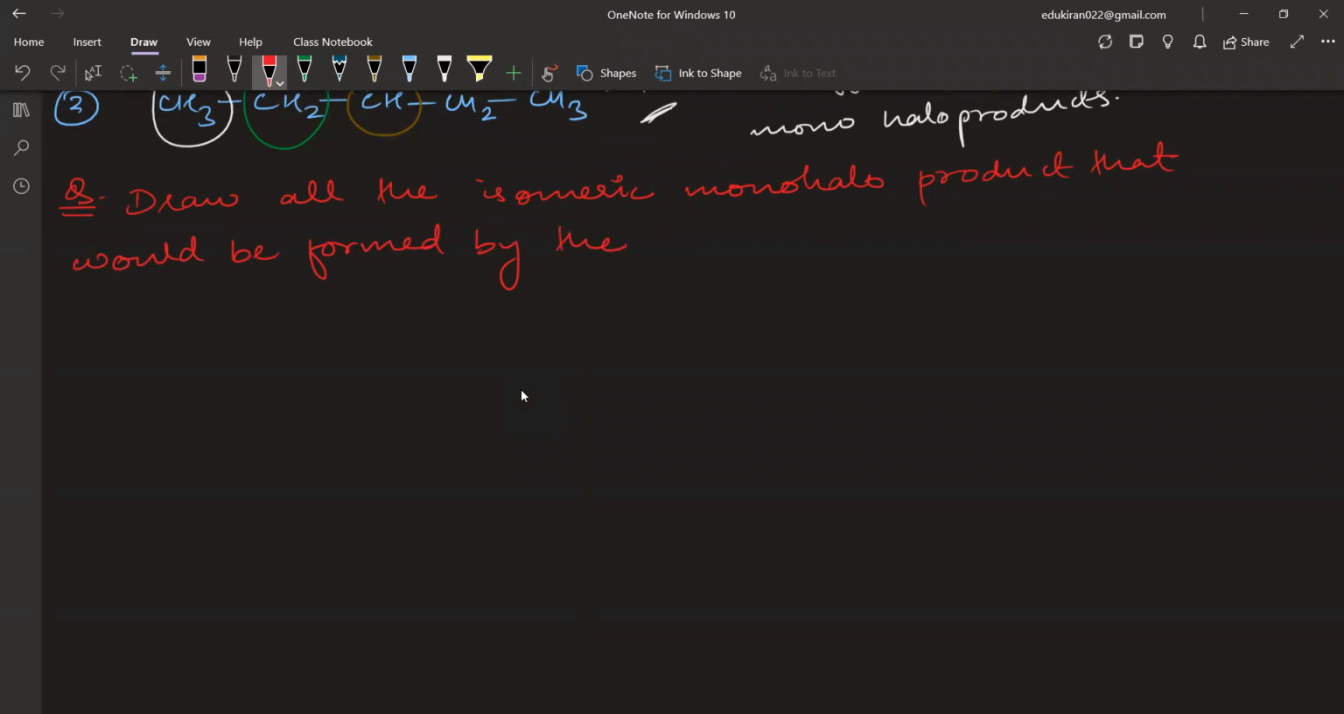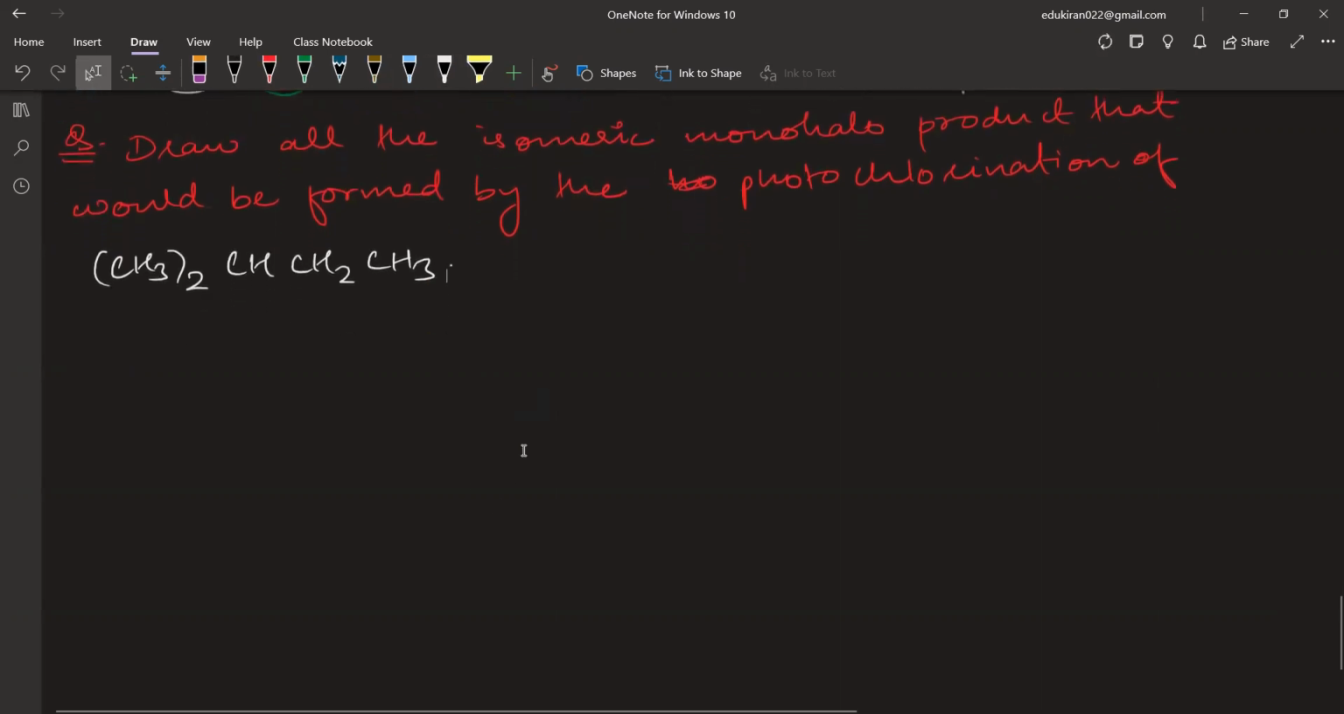That would be found by the photochlorination. Photochlorination of, they have given you a molecule which is (CH3)2CH, CH, CH2, CH3. Okay. So this is your molecule, and you have to identify all the isomeric monohalo products that will be found. That means first of all you have to identify the different number of carbon atoms. How many different carbon atoms are there?